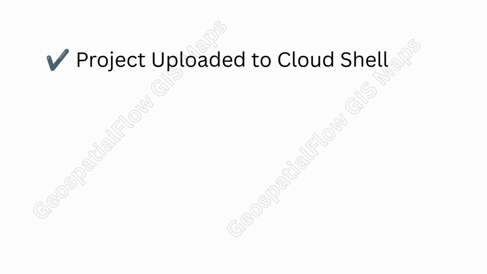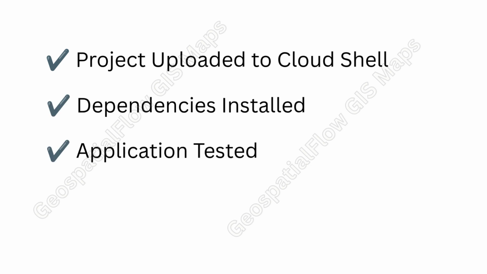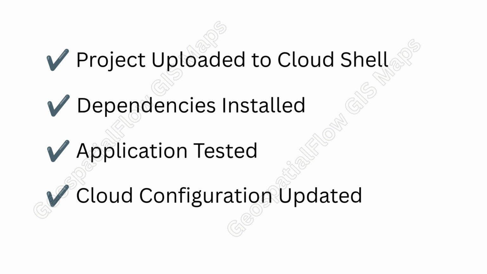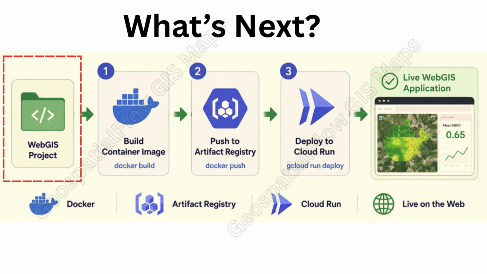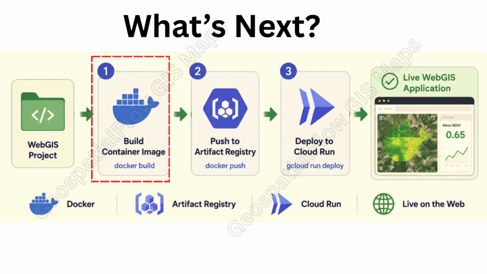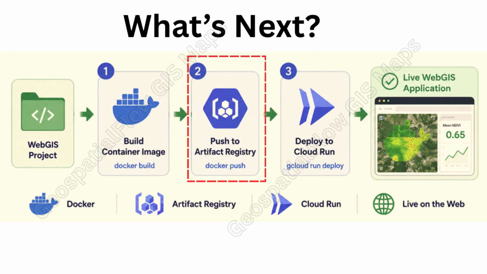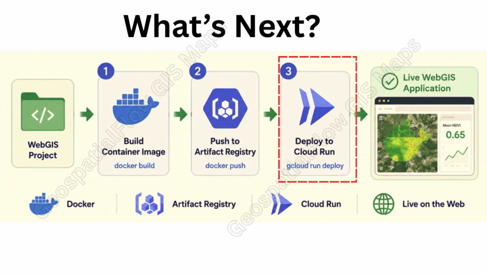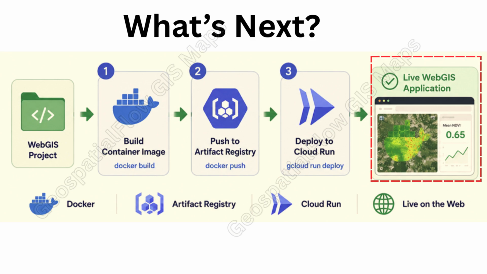At this stage, the project folder is uploaded, the libraries are installed, and everything is tested and ready to go. In the next video, we will build the container image, push it to Artifact Registry, and deploy the WebGIS application onto Cloud Run.